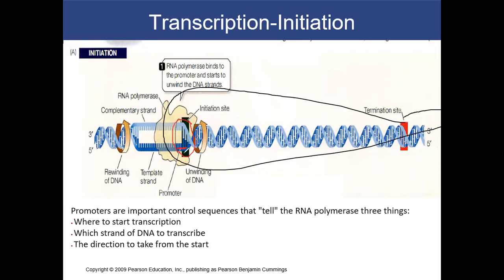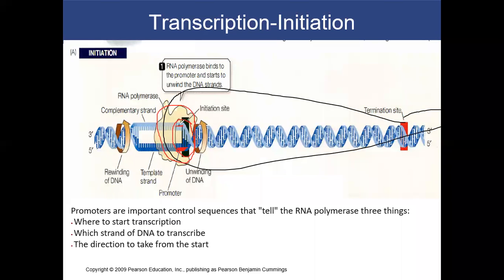So at this promoter site, as you can see, the polymerase comes and attaches at this initiation site, and after it attaches here, the promoter is what controls the process. It's going to tell the polymerase, okay, this is where transcription needs to start. This is the strand that you need to transcribe. And remember, the promoter is going to be on the template strand, so the promoter is going to be here and not here.